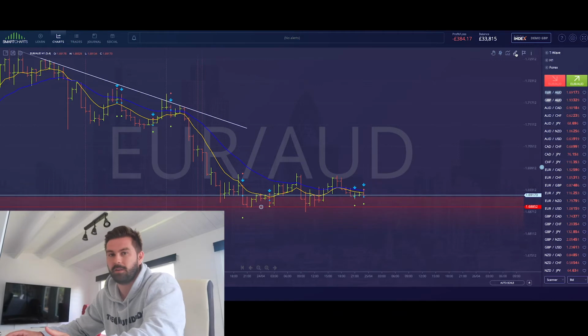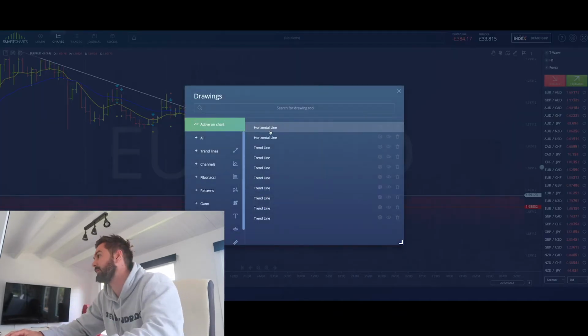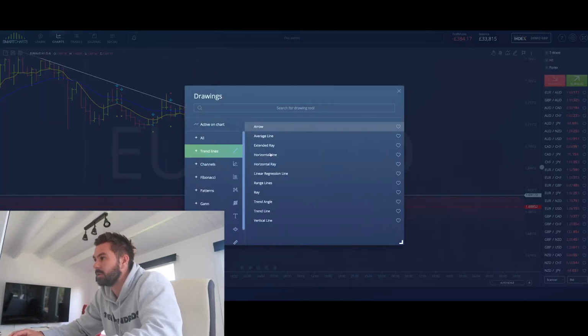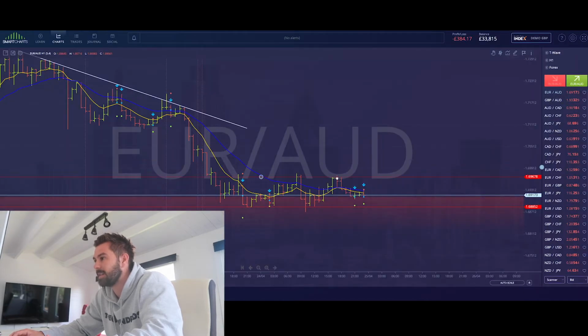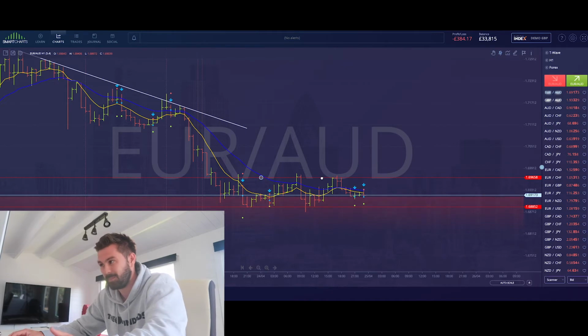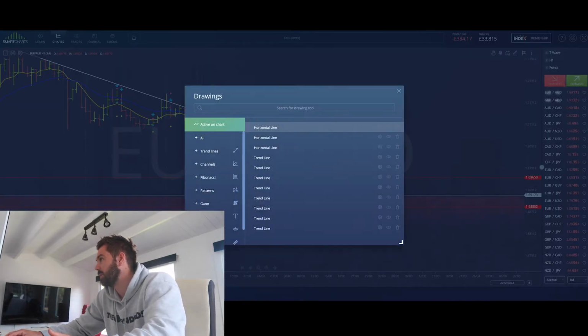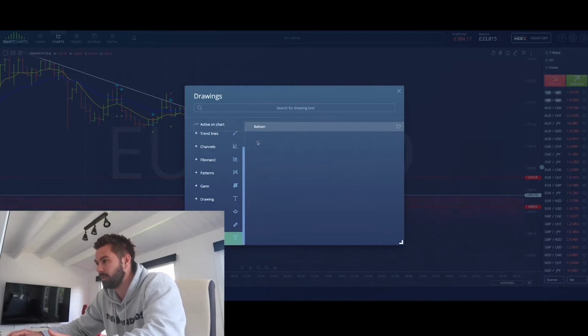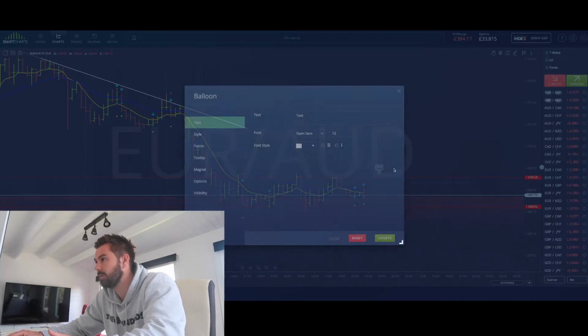So let's put in a resistance line where it hasn't got above. This is a great way for you guys to really understand; this has helped me out loads. It helps you understand what the market is doing right now and where it's about to go. Let's put a little speech bubble so it's easier for you guys to understand. Notes, balloon.